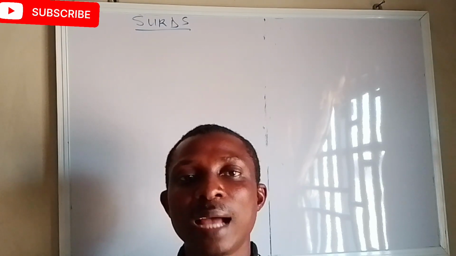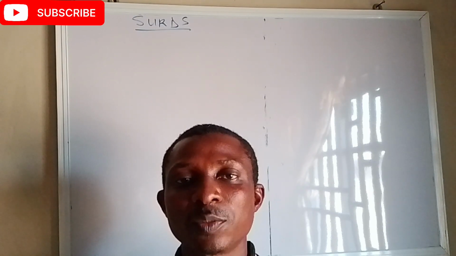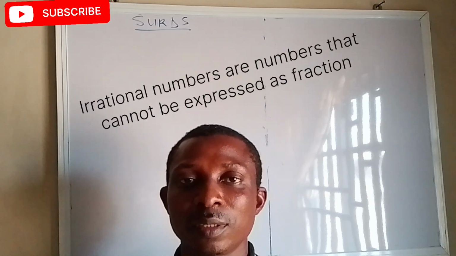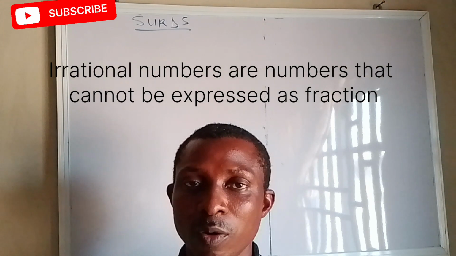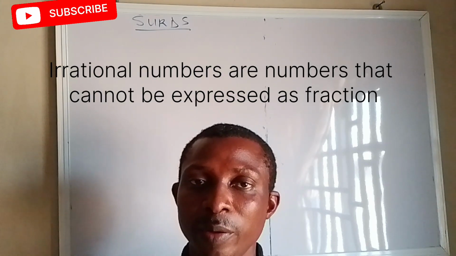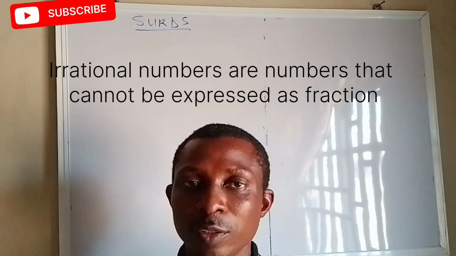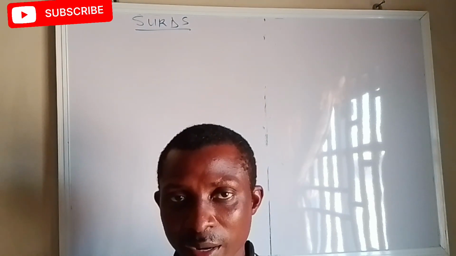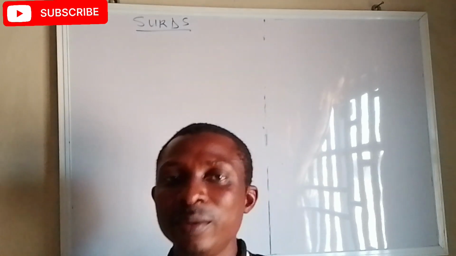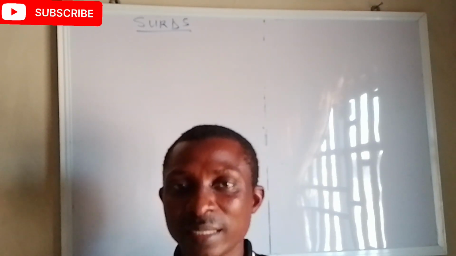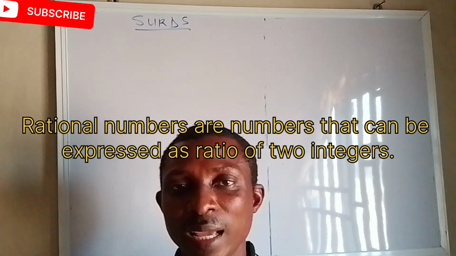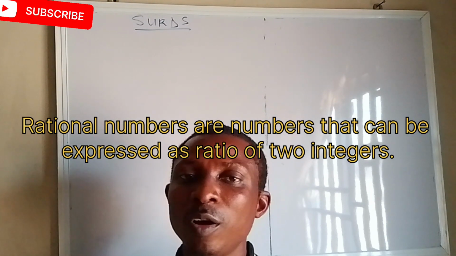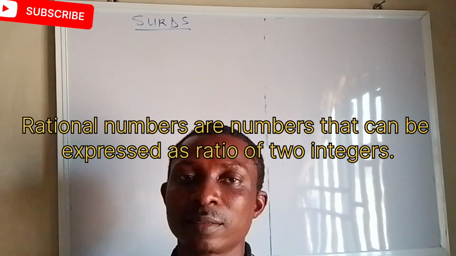Irrational numbers are numbers that cannot be expressed as fractions. Numbers that cannot be expressed as a fraction is what we call an irrational number. Rational numbers, on the other hand, are numbers that can be expressed as a fraction, that is, in the ratio of two integers.